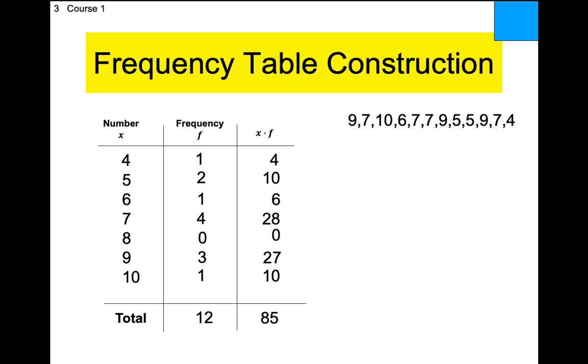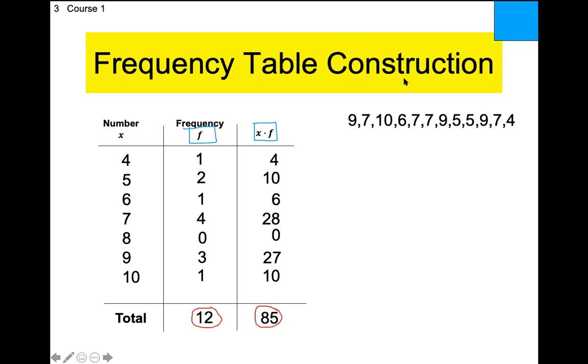Remember, to calculate the mean, we add up all the numbers and divide by how many numbers we get. Well, take a look at what you've already done. You've already added up all the numbers, and you've already found how many numbers there are. There are 12 numbers. So to calculate the mean, it will be this column divided by this column. In other words, 85 divided by 12.